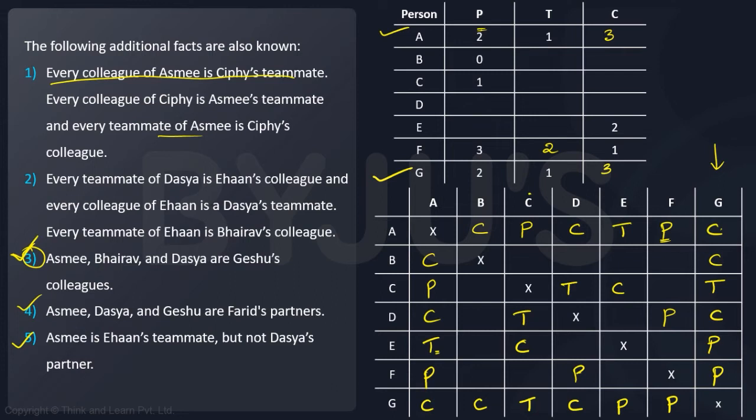Now, if you're looking at F, F should have three partners. So you can see that there are three partners, which means the remaining people are two T's and one C as of now. So we don't know who is where. That's okay. Let's see what else can be filled.